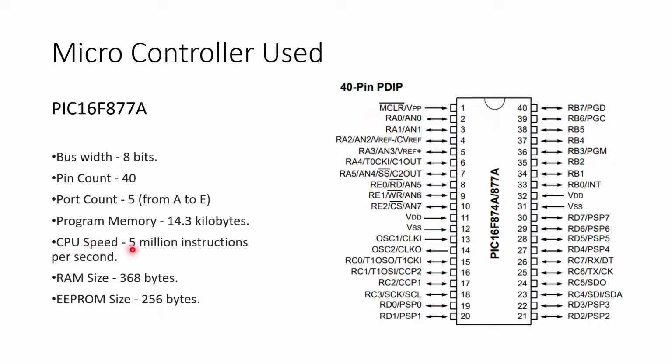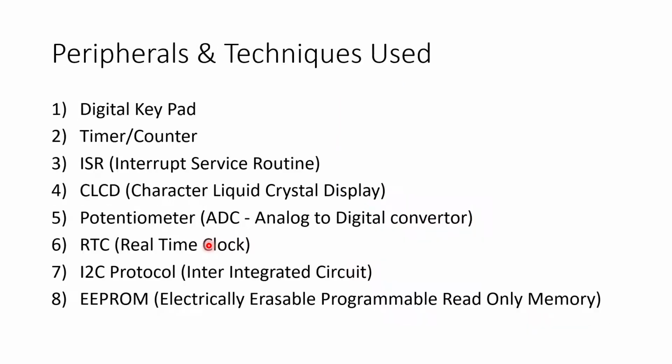CPU speed is 5 million instructions per second. RAM size is 368 bytes. The EEPROM size which we have used is 256 bytes. Now let's go forward.